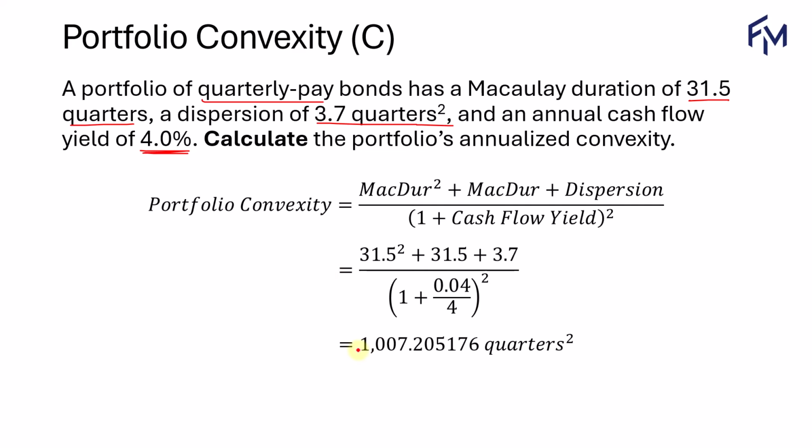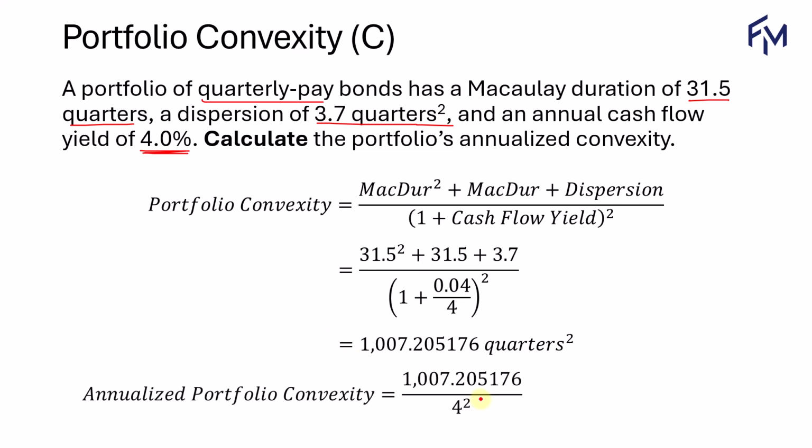Then you will get 1007.0205176 quarters squared. And then to annualize it, we divide by 4 squared. Okay, 4 because in 1 year there are 4 quarters, squared because convexity is a second order effect, and we'll get 62.95 years squared for the annualized convexity.